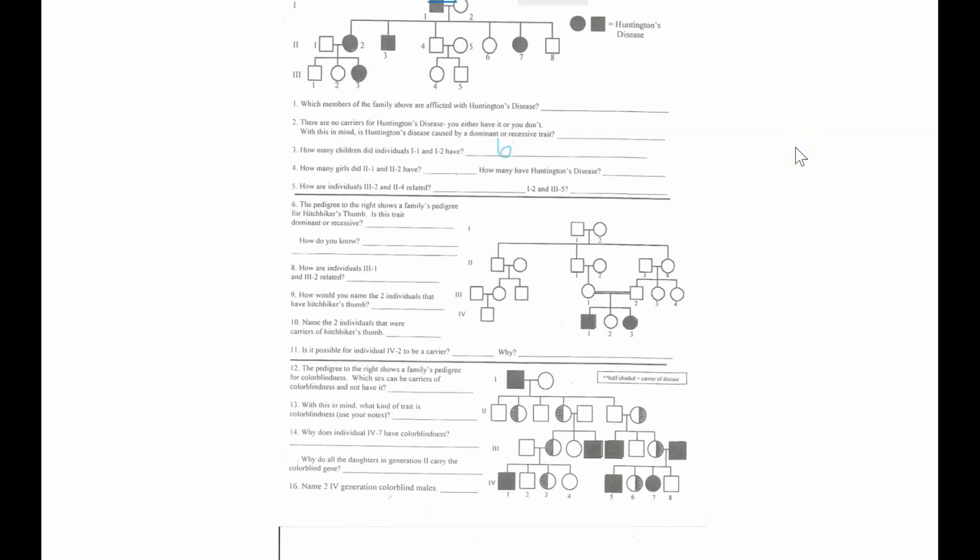Okay, so how many girls did II-1 and II-2 have? Well, II-1 and II-2, they have 2 girls. So III-2 and III-3 over here, these 2 girls right here. So that's the number 3. And how many of them have Huntington's? Basically, 2 have Huntington's because it's a dominant disease.